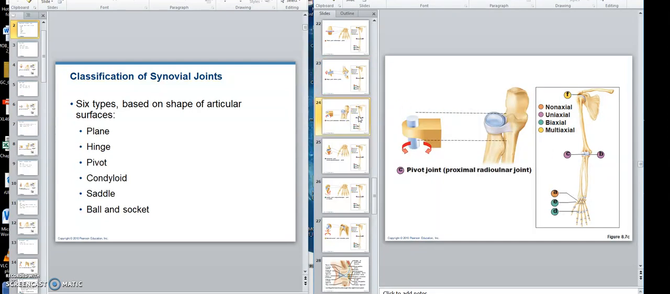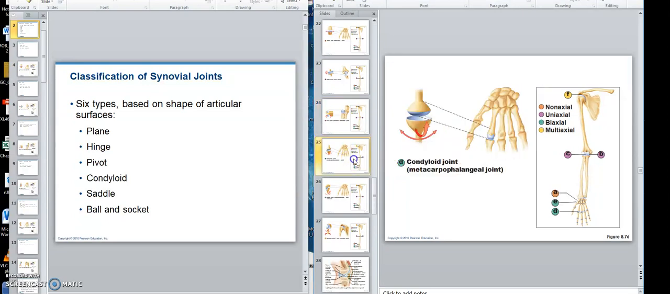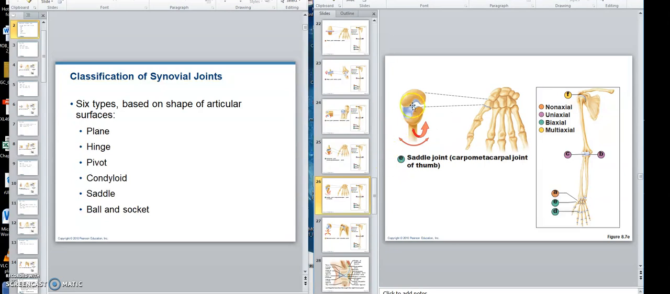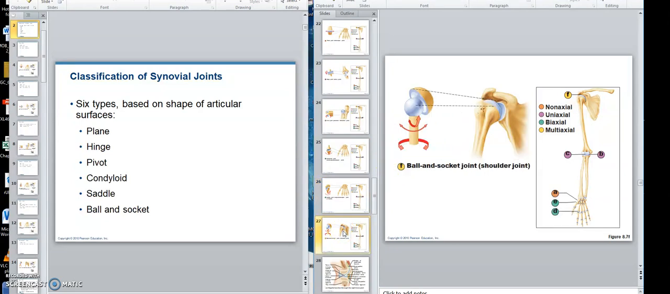Right here is the pivot joint. You can see, based on the shape, it's kind of like thinking about a hinge of a door. Condyloid shape. Saddle shape. Ball and socket. The ball and socket is the one that gives you the most mobility in all kinds of directions. Multi-plane.